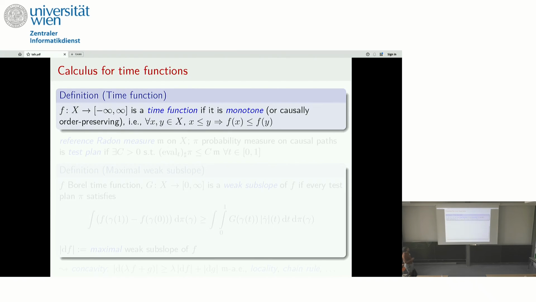The time function in that setting is just a function which is monotone with respect to the causal relation. So if x is less or equal y in X, then f of x is less or equal f of y in R, or the extended real line. We have to take M again as a reference Radon measure, and a probability measure on causal paths is a test plan if it has bounded compression.